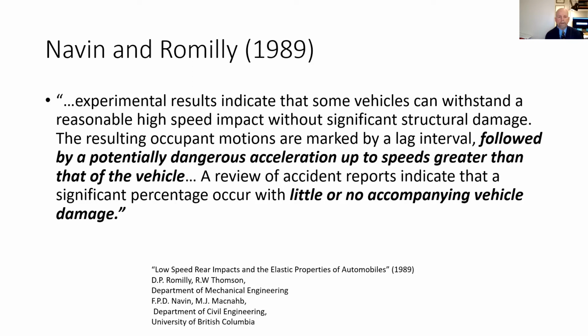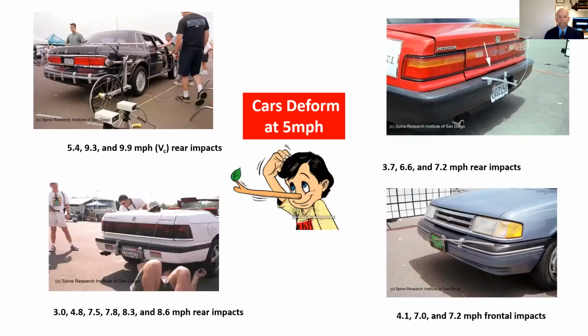It says that experimental results indicate that some vehicles can withstand a reasonable high-speed impact without significant structural damage. The resulting operant motions are marked by a lag interval followed by potentially dangerous accelerations up to speeds greater than that of the vehicle. All right, that's a key point, right? When you get, especially in a rear ender, your head is going to be a multiplier effect on the acceleration that happens to the head and the neck.